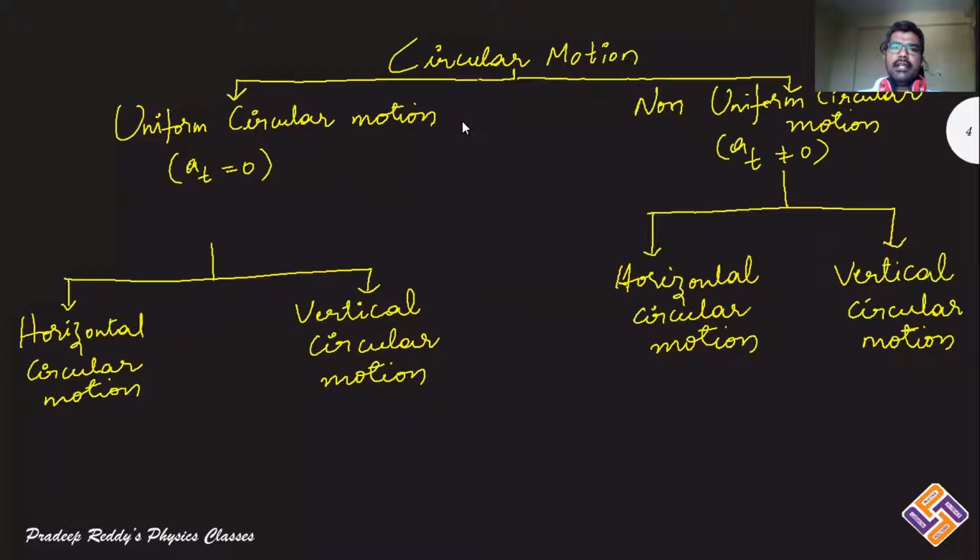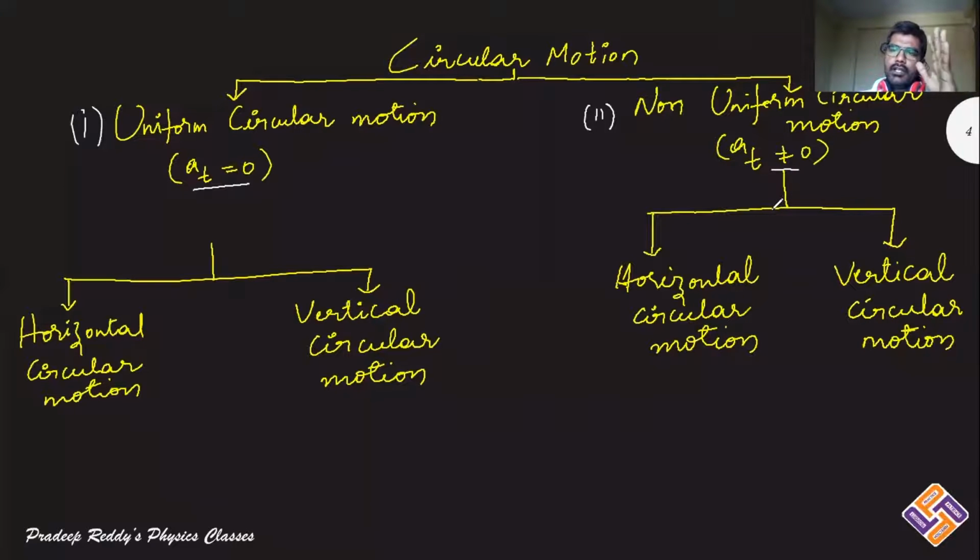Circular motion is categorized into different types. Number one, uniform circular motion. Number two, non-uniform circular motion. In uniform circular motion, tangential acceleration is equal to 0, and in non-uniform circular motion, tangential acceleration is not equal to 0. So it is just a classification.